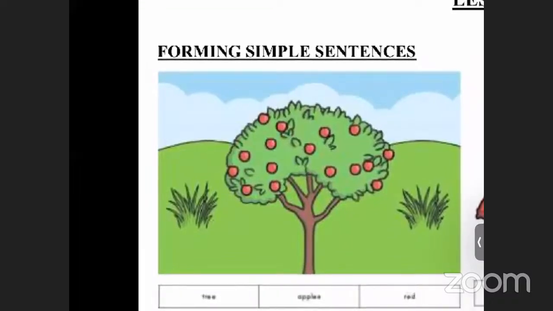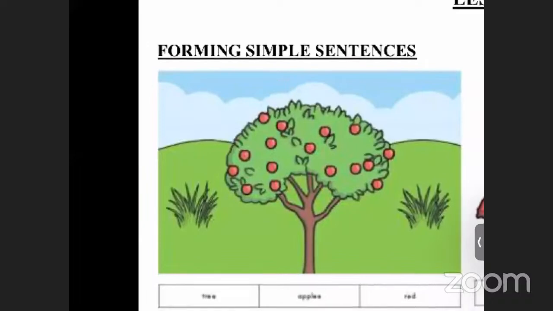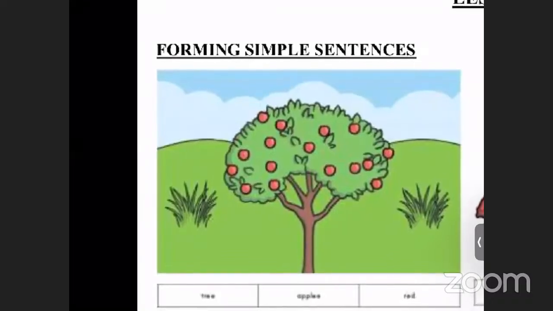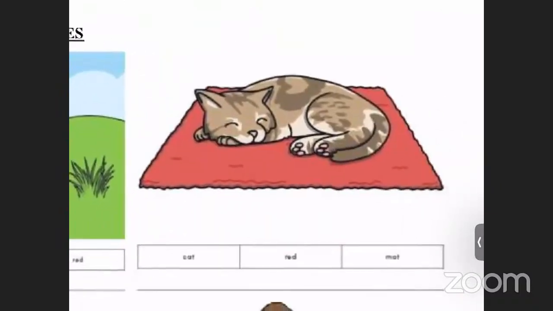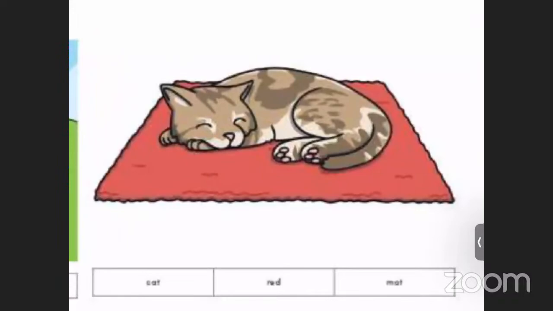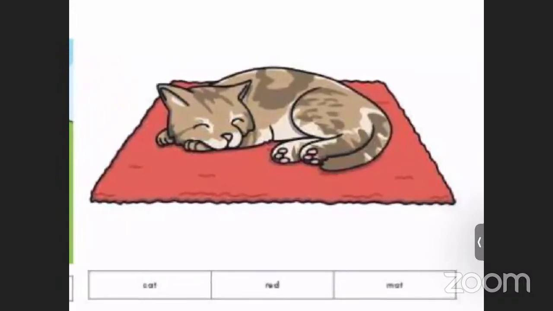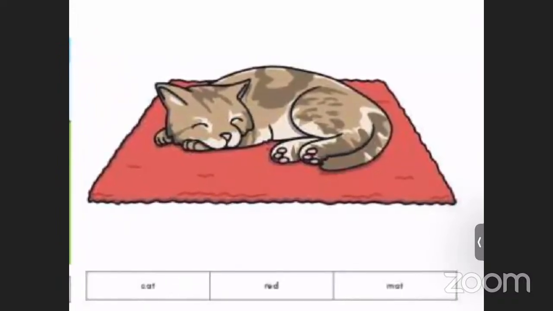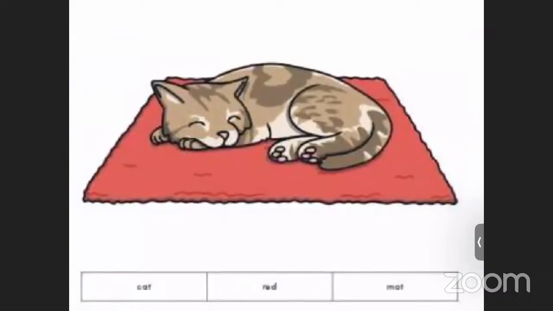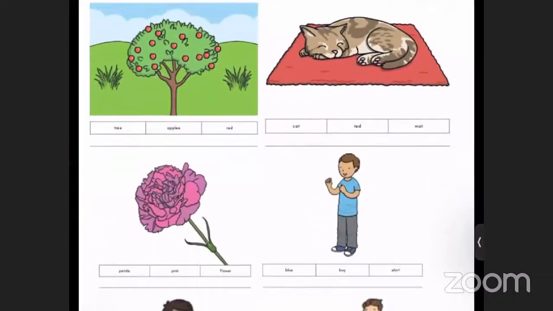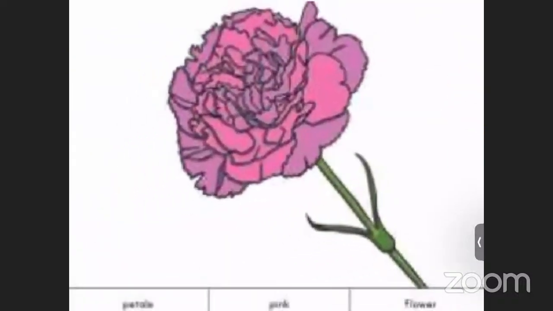There are many red apples in the tree. Excellent. Thank you. That's a simple sentence forming. Using the words and using the picture, you can come up with a sentence. Okay, who can give me an answer for this picture? The cat is sleeping on the red mat. Very good. The cat is sleeping on a red mat. Wonderful, children. Okay, next one.